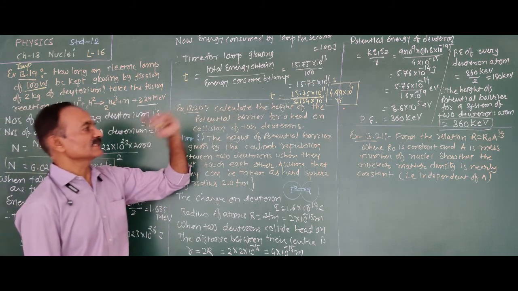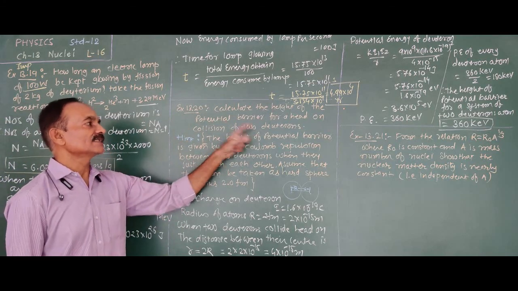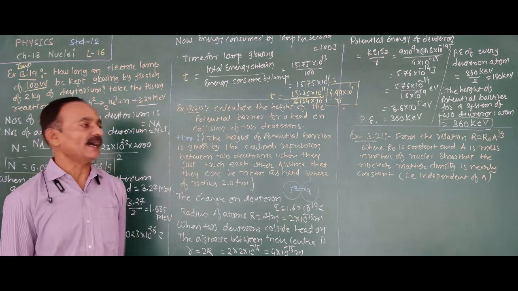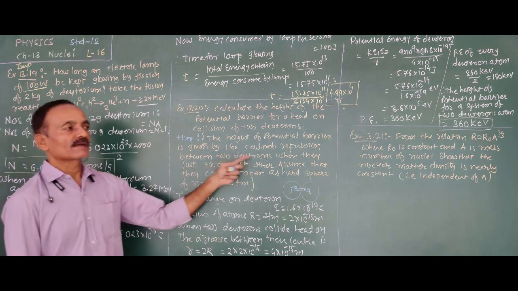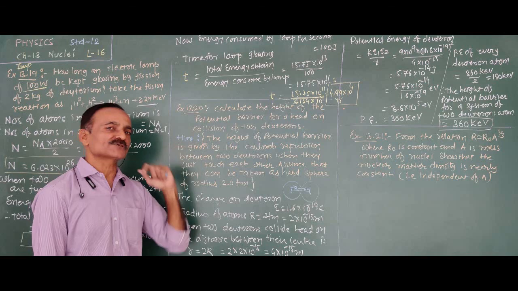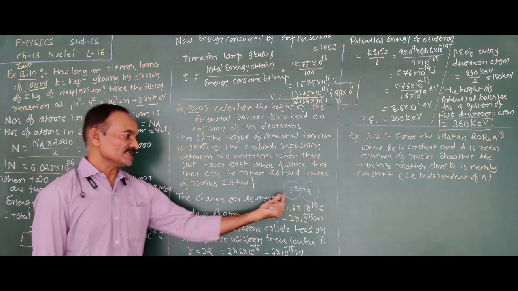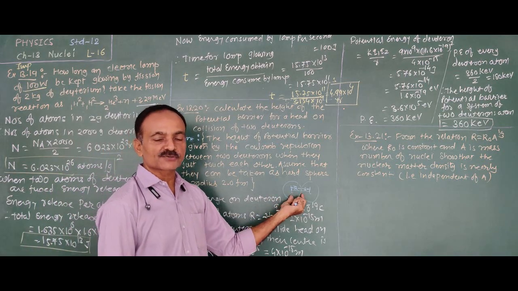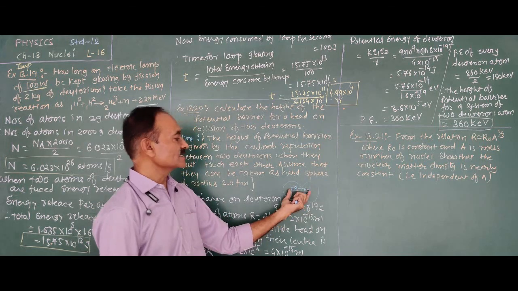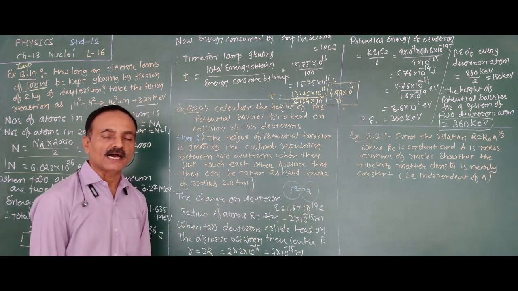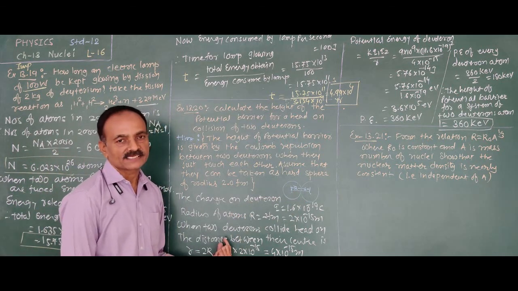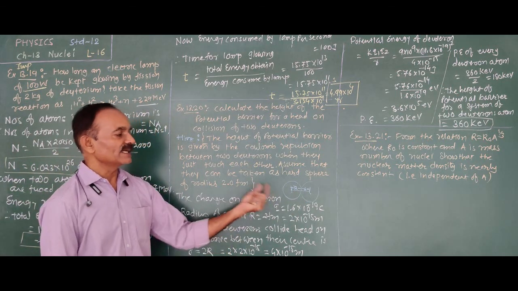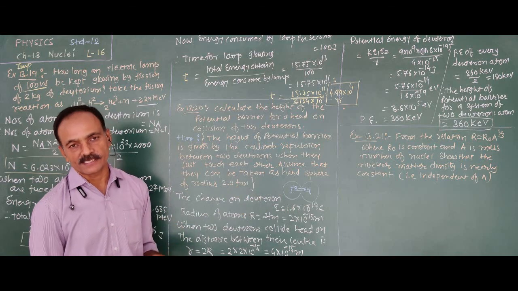Because according to our question, the hint is given: the height of the potential barrier is given by the Coulombic repulsion between the two deuterons when they just touch each other. When these two atoms just touch each other, their centers are at a distance r equal to 2r. In this situation, what is the potential energy? This potential energy is the height of the potential barrier.